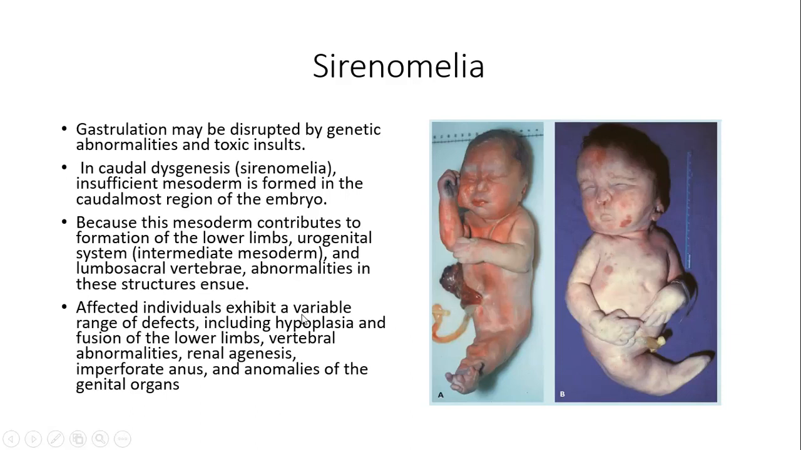Affected individuals will exhibit hypoplasia or fusion of the lower limbs, vertebral anomalies, and renal agenesis, along with imperforate anus and other anomalies of the genital organs. Such a condition is known as sirenomelia.